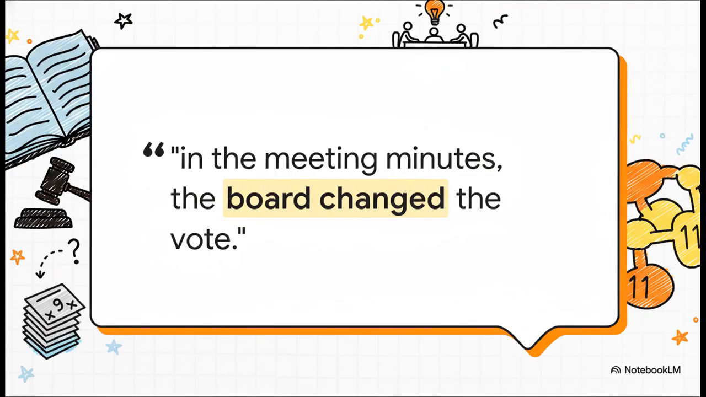So the heart of his complaint was this accusation right here. He alleged that what was announced at the meeting, that count of 9, was the truth, and that, quote, "in the meeting minutes, the board changed the vote." In his mind, this wasn't just some clerical error. It was a deliberate, after-the-fact change to the results.